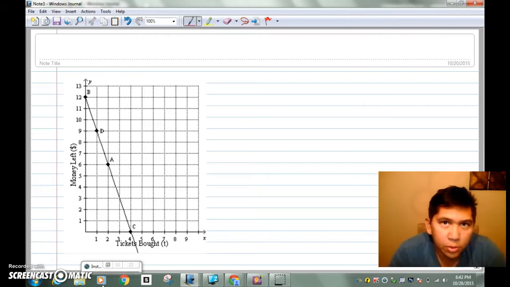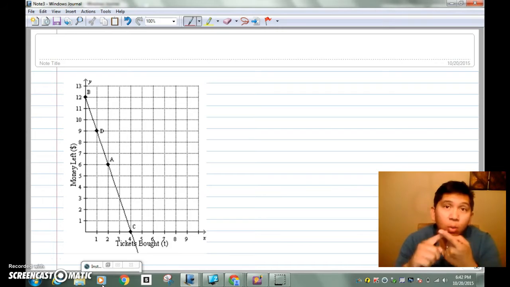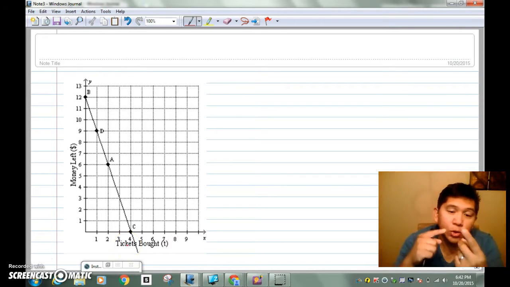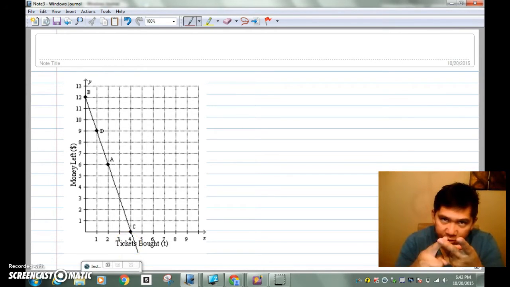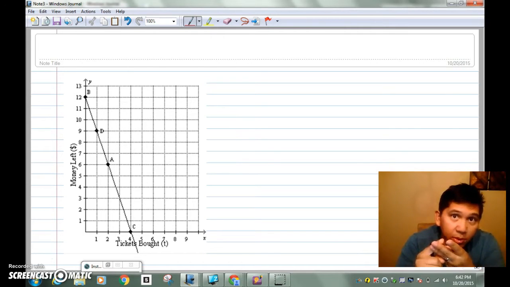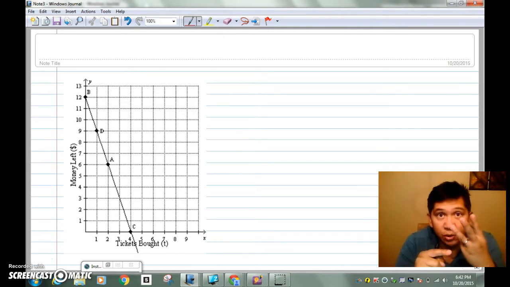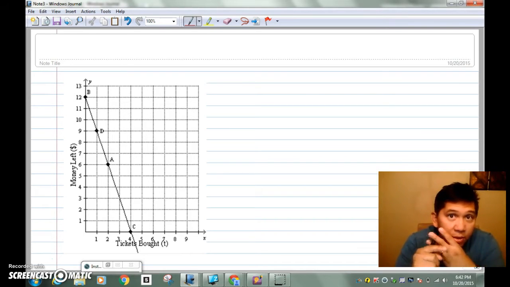Okay, so let's do an objective right now. The whole purpose of this video is for you to be able to read and interpret a graph, identify the y-intercept, and also identify the x-intercept. What are the other names for the x-intercept, and how do you interpret what a point on the graph really means? Those are the three things that we need to figure out on this quick video tutorial. So let's get started.